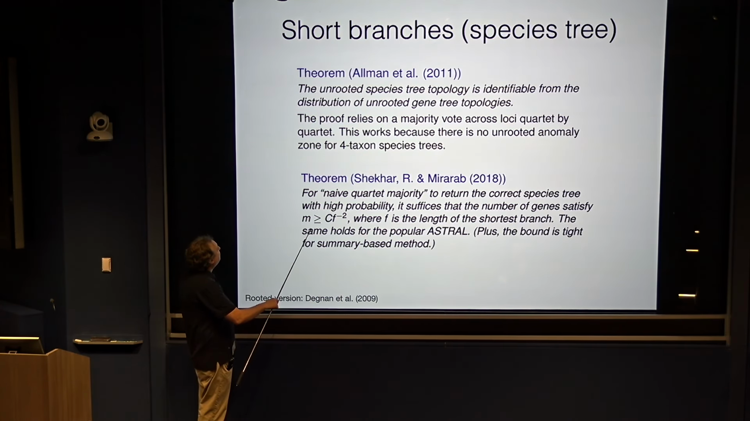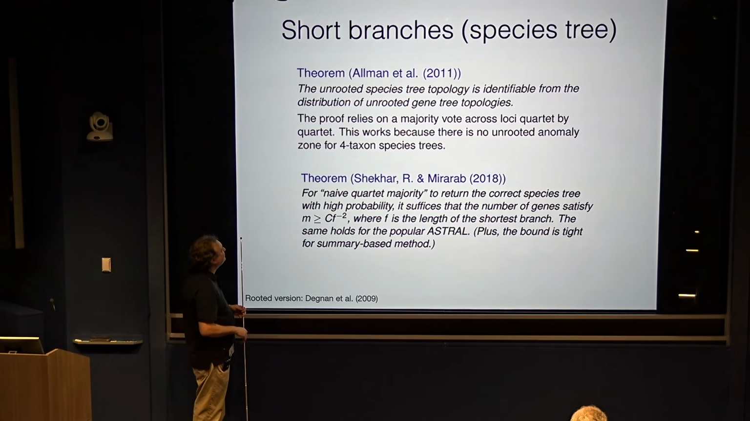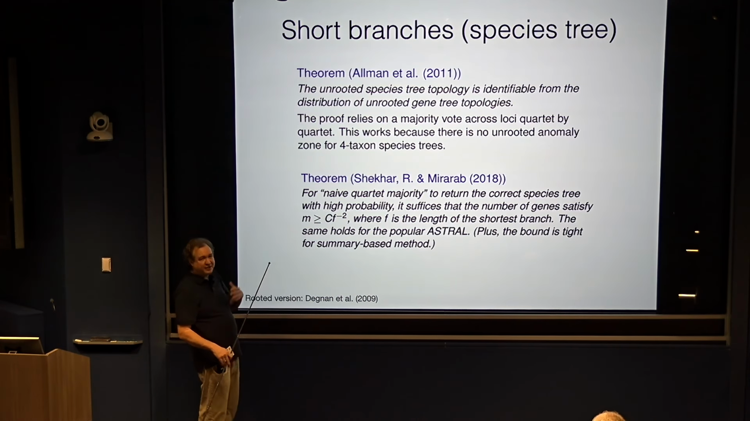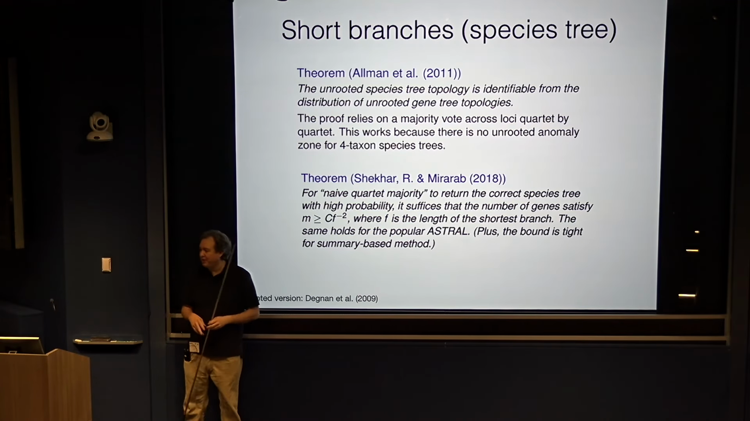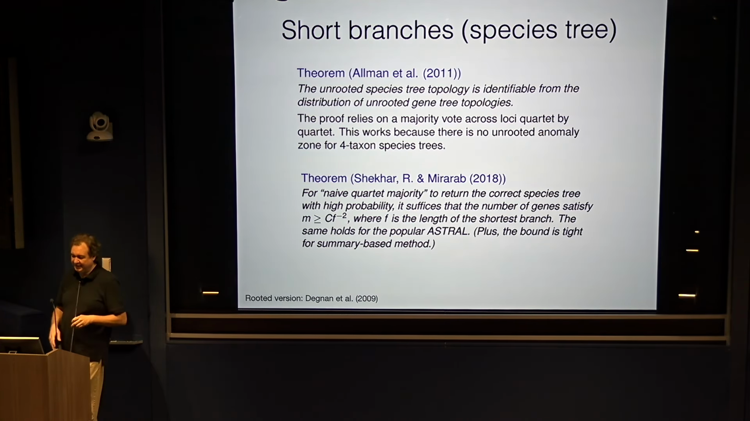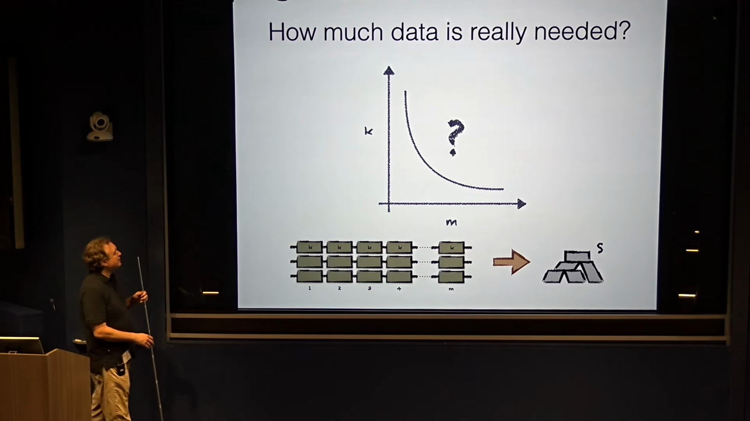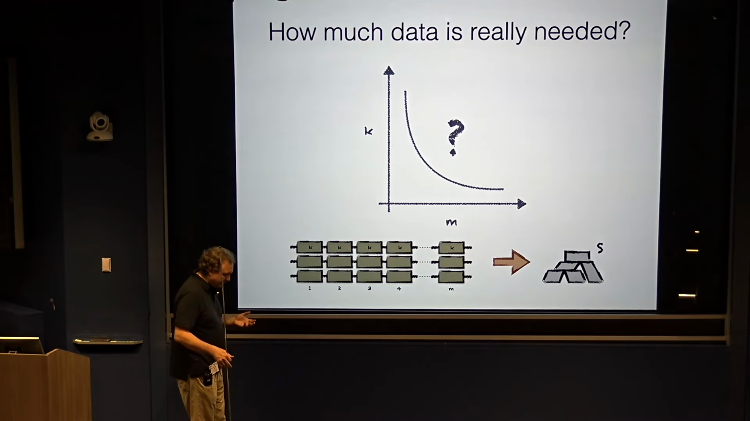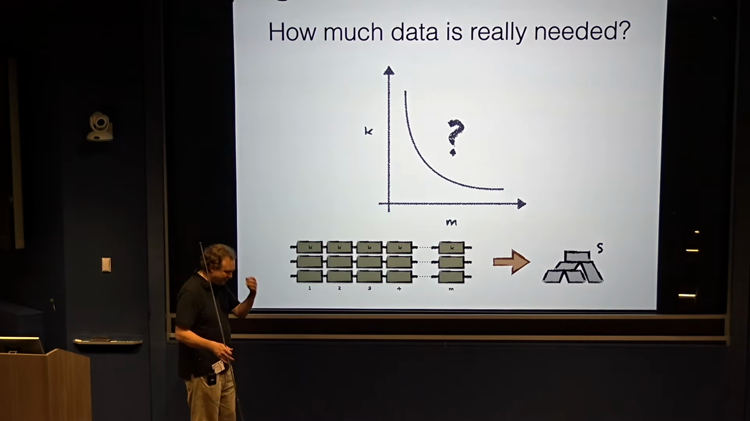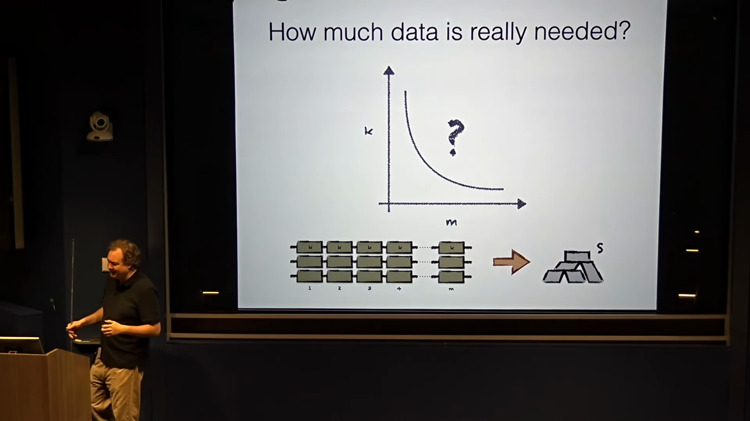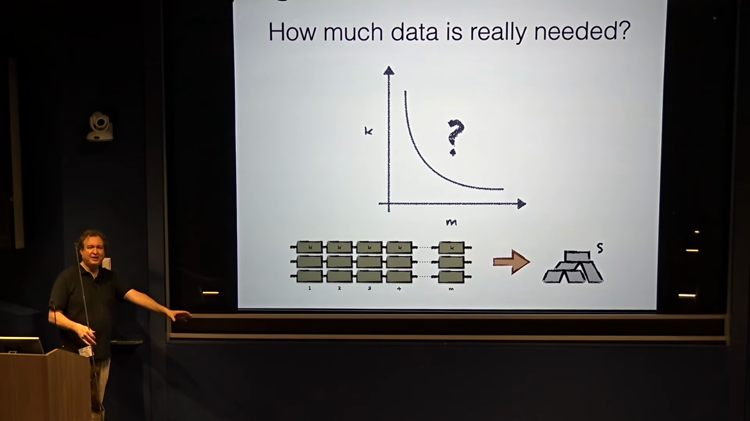And both of these requirements are achieved by the methods that I presented. Both maximum likelihood and this quartet majority voting achieve this best possible, quote unquote, up to constants, sample complexity. Now, what's interesting here is the proxy that I've been using to get a sense of how accurate something is: how much data do I need to be guaranteed that this method will reconstruct the correct thing with high probability?